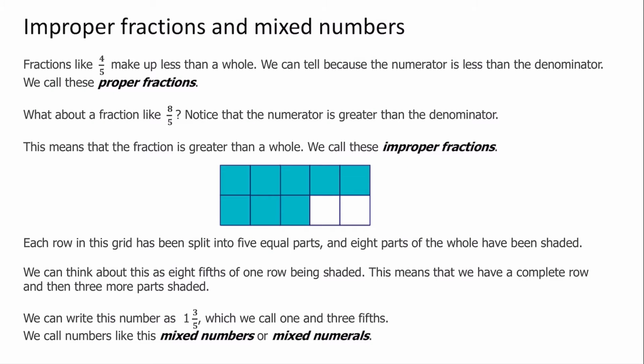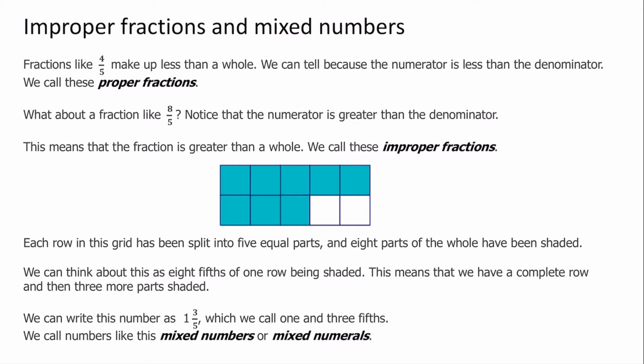So here we're going to look at some new terms: improper fractions and mixed numbers. Whenever we have a fraction with a numerator that is smaller than the denominator, we can say that that is a proper fraction. The numerator, so the number at the top, has to be smaller than the denominator.